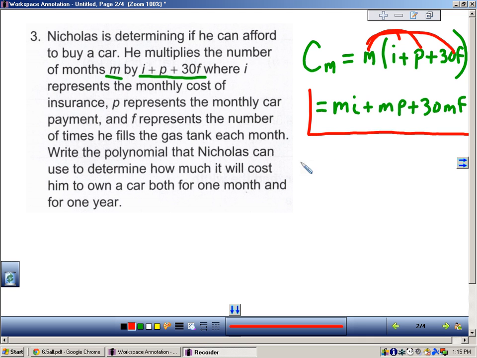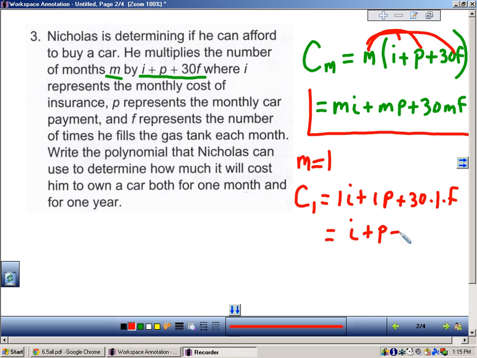And so what would be the cost for 1 month? So we'll let m be the number of months. So when m is 1, what's the cost? So it would be C, the cost of a car at 1 month, is equal to 1 times I plus 1 times P plus 30 times 1 times F. So if we're writing that out, it would be I plus P plus 30F. That's our next answer.